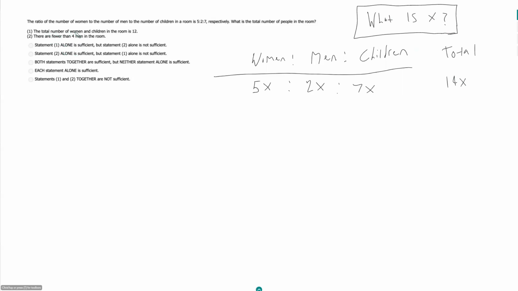The total number of women and children in the room is 12. So what does that mean? That means 5x plus 7x is equal to 12. And 12x is equal to 12, so x is equal to 1. And so this is sufficient to answer our question.